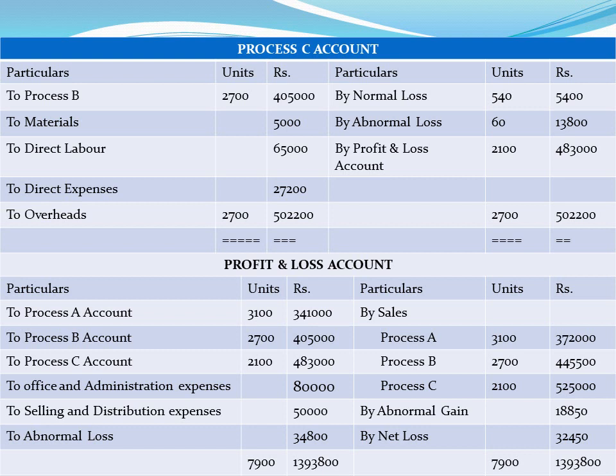Abnormal gain is 18,850. Now calculating, we have seen that the units are 7,900 for both sides, but after calculating the credit side total, that is 13,93,800, and we have seen here that the abnormal loss is 34,800, and in this case we are getting a net loss of 32,450.